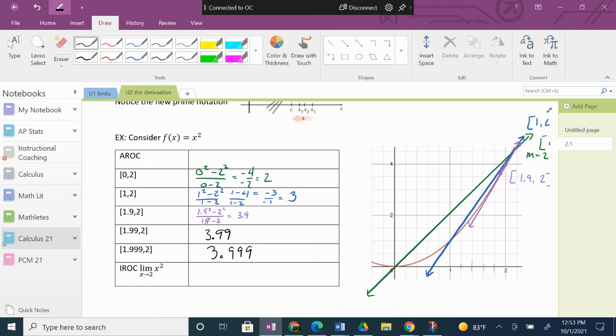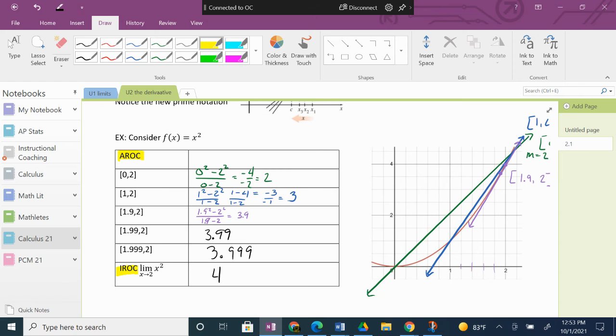2, 3, 3.9, 3.99, 3.999. These are all approaching 4. The average rate of change gave us a bunch of ideas of what it could get close to. Instant rate of change is the limit. It's 4. You will have to recreate that with a different function on Delta Math.